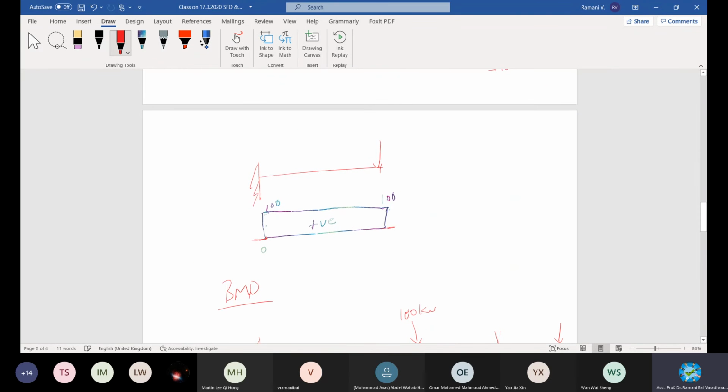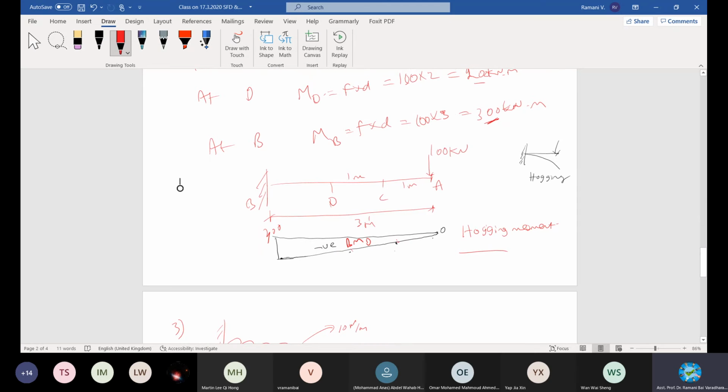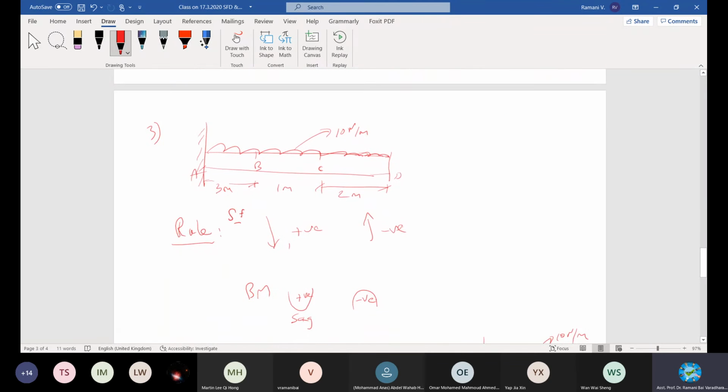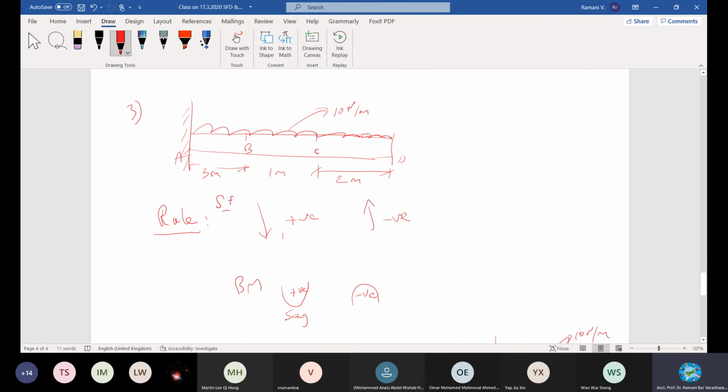This is the shear force diagram for a point load for a cantilever beam, and the bending moment diagram for a cantilever beam with a point load. Coming to the UDL, look at the UDL, similar procedure. There is a fixed end, there is a UDL, and distances are given to you.